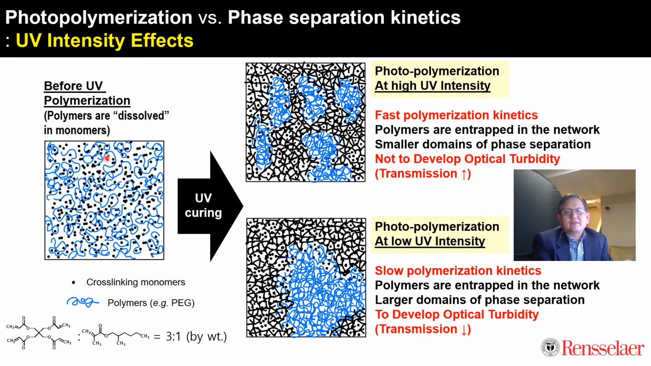So when we dissolve the polymer in a monomer, they dissolve pretty well, just like a polymer dissolving in solvent. And then by shining the UV light, these monomers, shown as black dots, start to polymerize, forming a network. When the network formation is really fast, which can happen at high intensity, the polymer does not have sufficient time to phase separate, so they remain isolated, forming very small domains, and they are trapped. As a consequence, the optical turbidity is not so big, so it remains transparent.